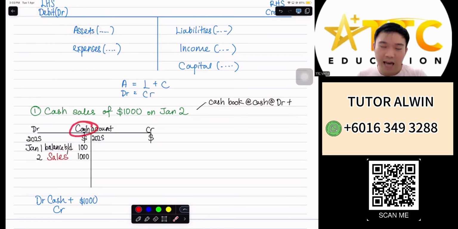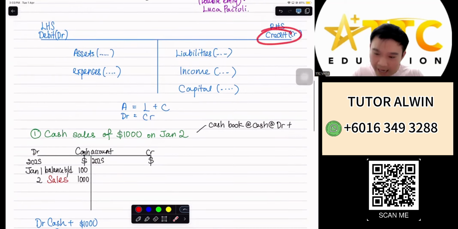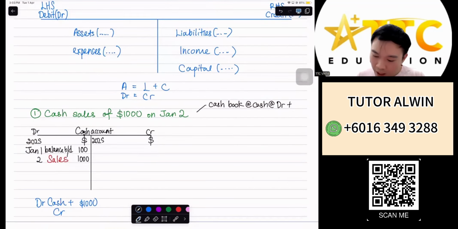Which asset? Cash. We know asset is equal to liability plus capital, meaning the debit side must equal the credit side. So on the credit side, what happens? We see a sales happen. A sales is a type of income. So income increases. Therefore, we credit the income account. Which kind of income account? A sales account. So let's open up a sales account then.